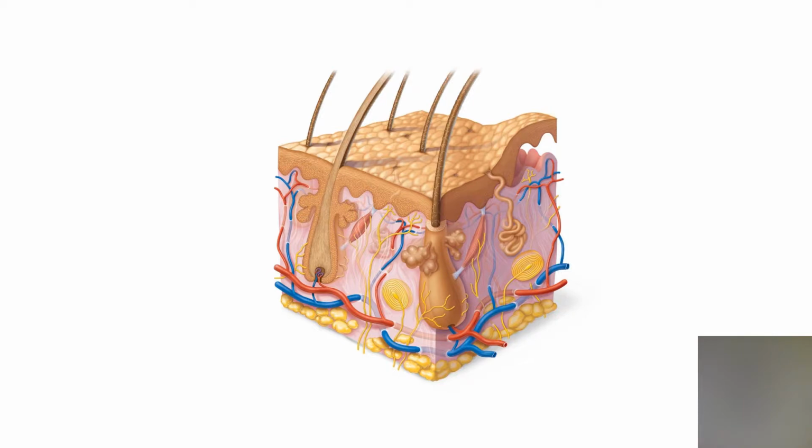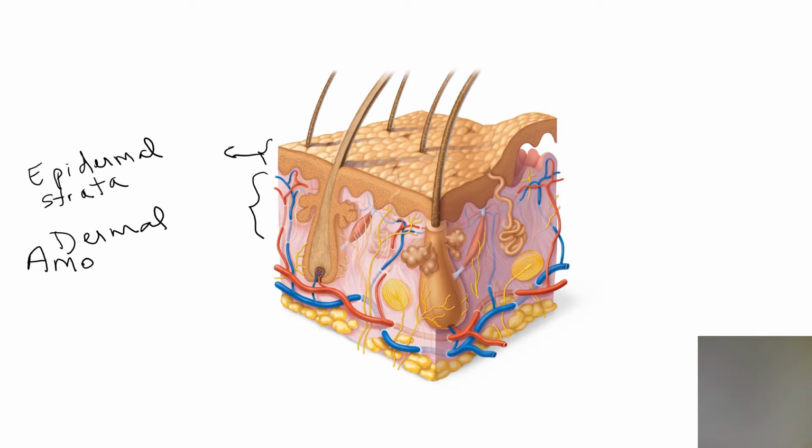Make sure you don't confuse epidermal strata with dermal layers. Epidermal strata are the layers of cells in the epidermis, and their number varies depending on the thickness of the skin. Dermal layers are the two tissue layers in the dermis of the skin.